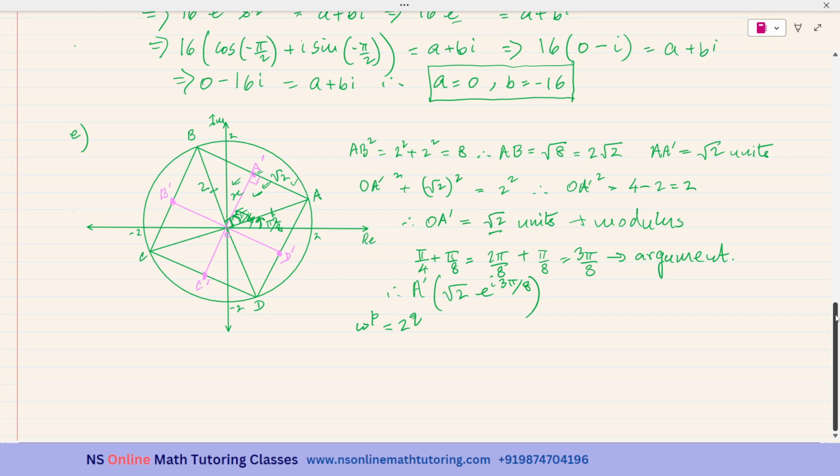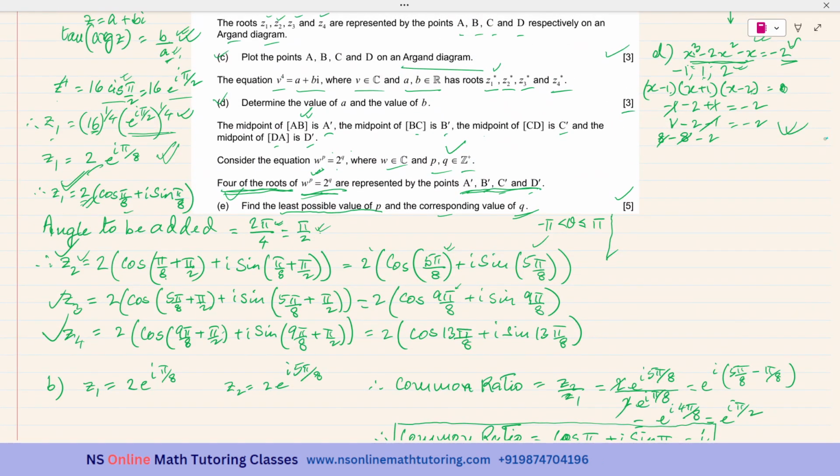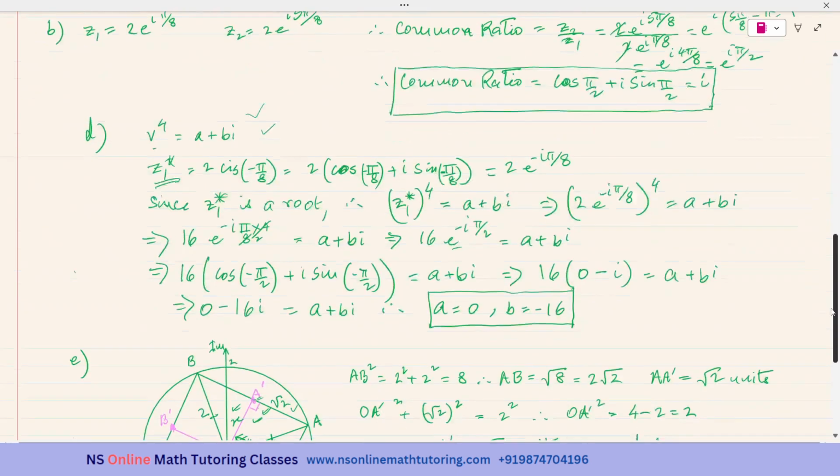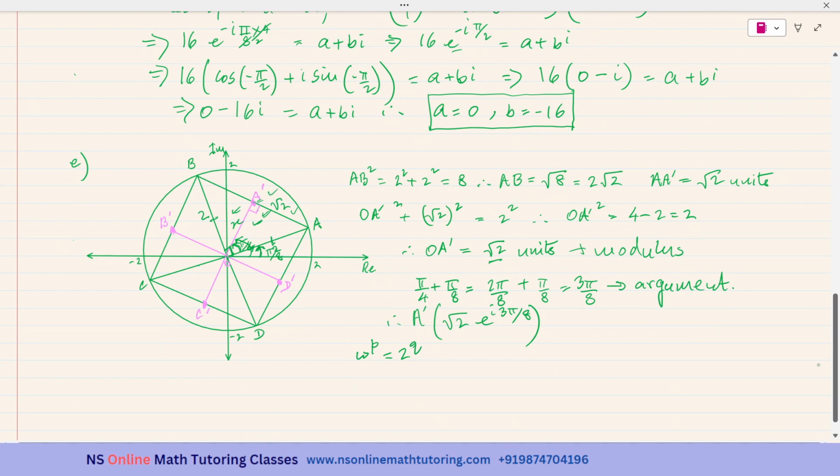And we have the equation w to the power of p is equal to 2 to the power of q. Let me show you the equation once more. We are asked to find the least possible value of p where p and q are positive integers. As I did for subpart D, where I took one of the roots for v to the power of 4 equal to a plus bi, I will apply the same logic here. I will take one of the roots, A prime, which represents the complex number root 2 e to the power of i 3 pi over 8, and substitute this in place of w.